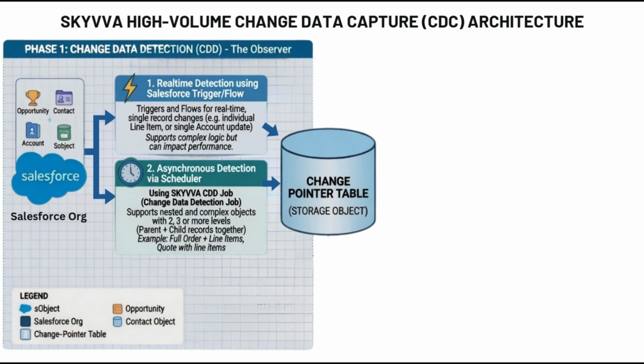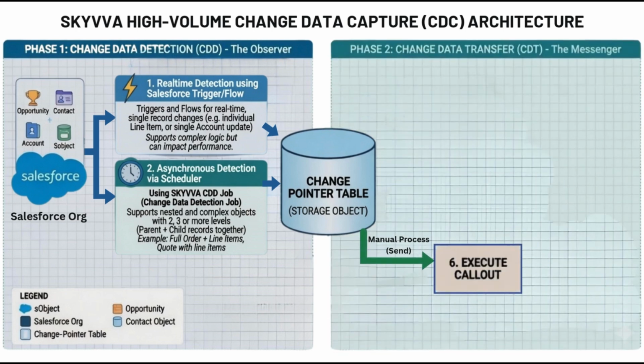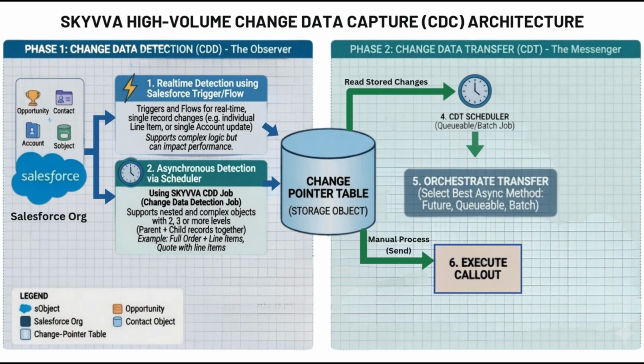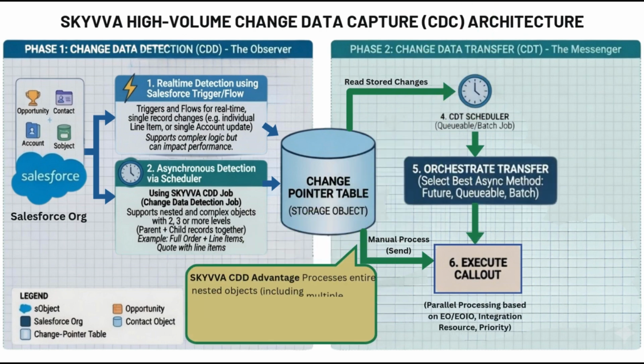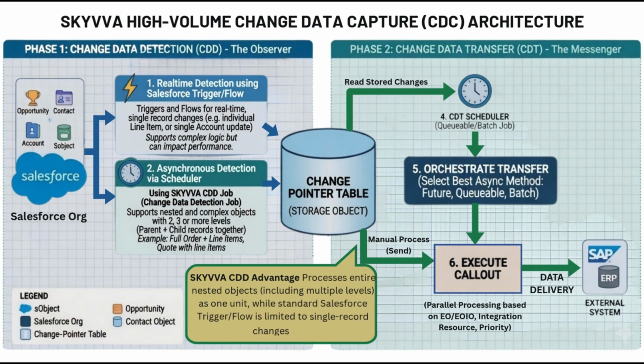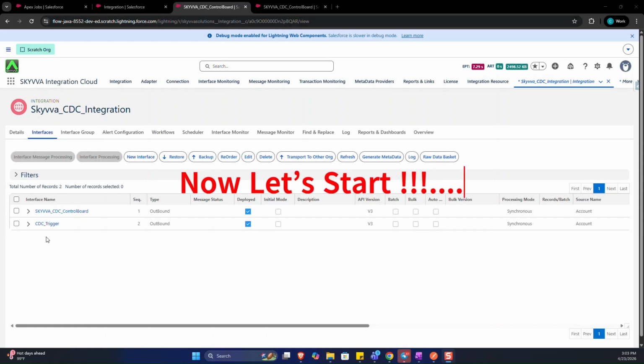Next, the data from both detection methods are sent to the change pointer table, storage object. This acts as a repository where detected changes are stored before being transmitted. To send records out, you can either process them manually or let the CDT scheduler take over. The scheduler picks up these records and delivers them to external systems via connectors like REST, SOAP, and more. By leveraging parallel processing, including future, queuable, and batch modes, CDT ensures that high-volume data moves with maximum priority and zero bottlenecks. Now, let's start.